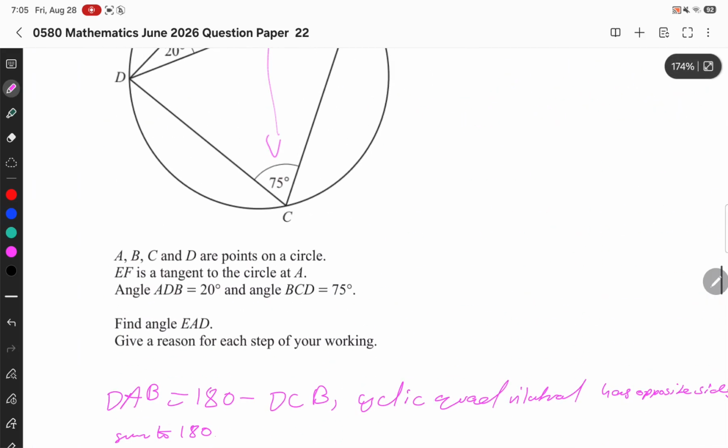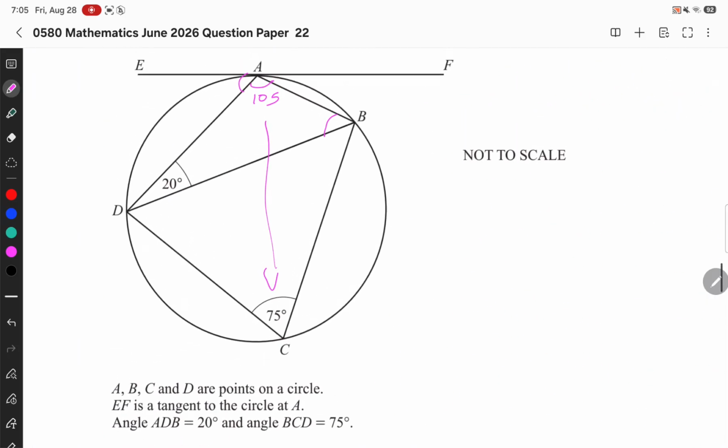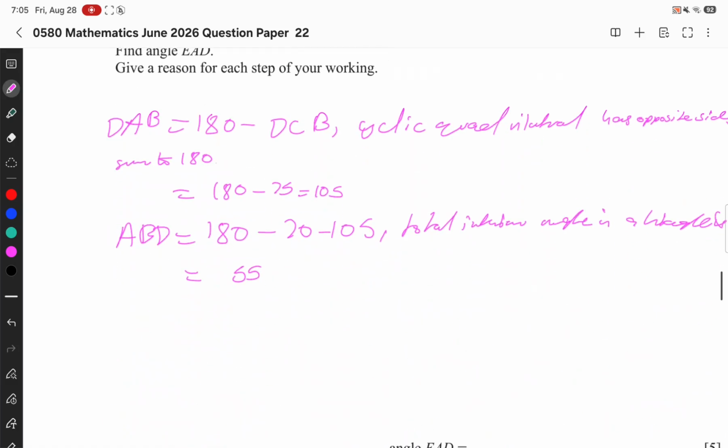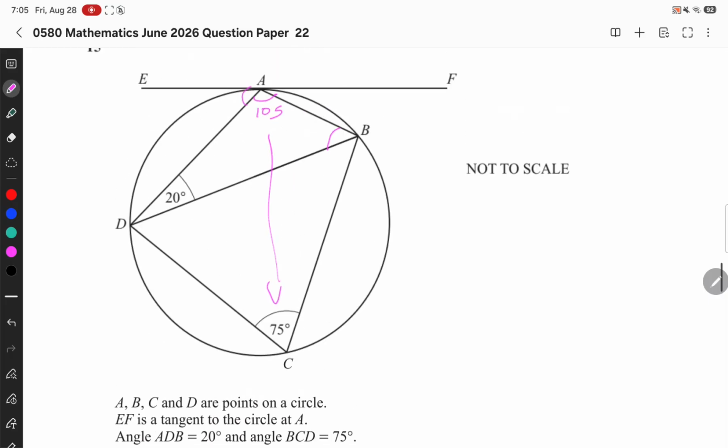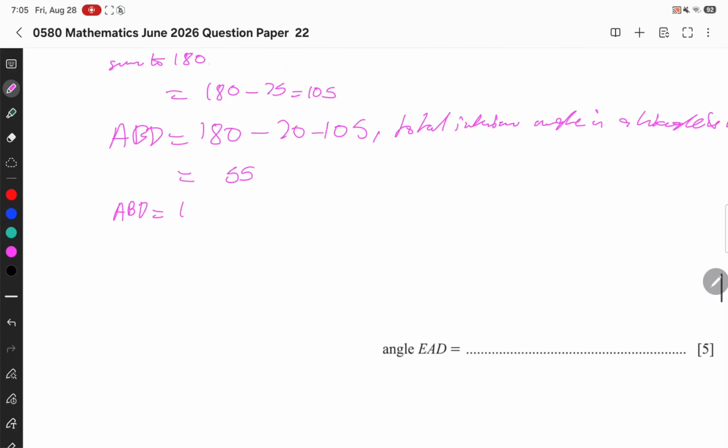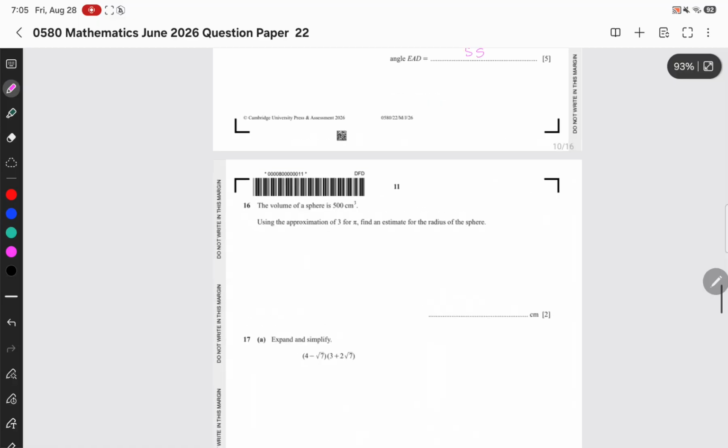So next is ABD is equal to EAD, 35, angle in alternate segment theorem, 55. Correct me if I'm wrong, please.